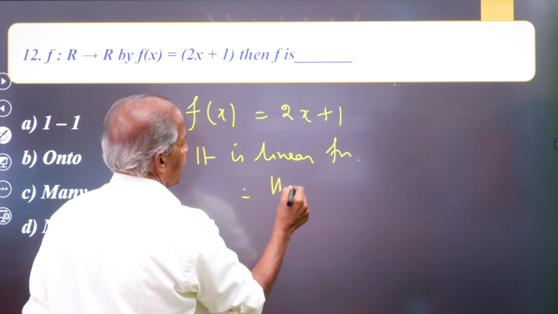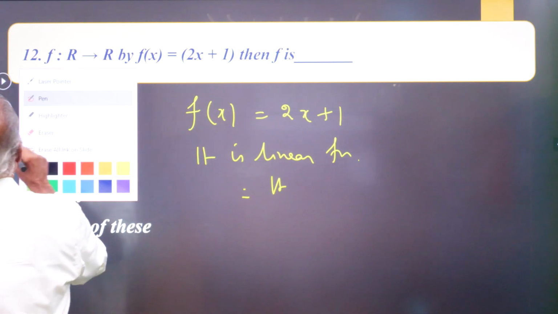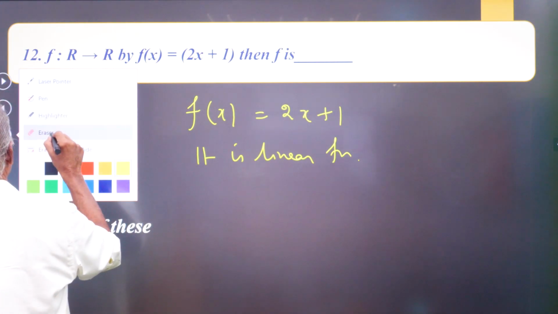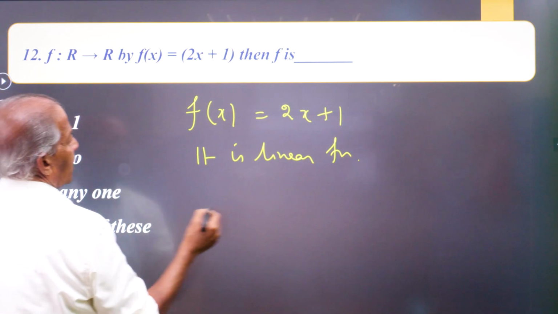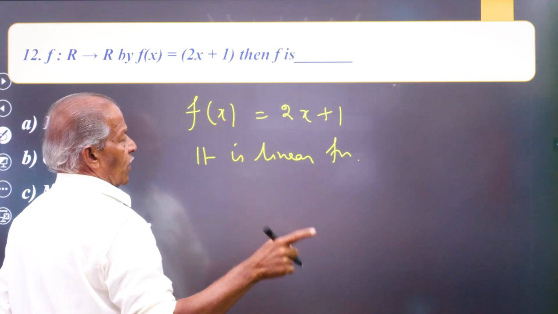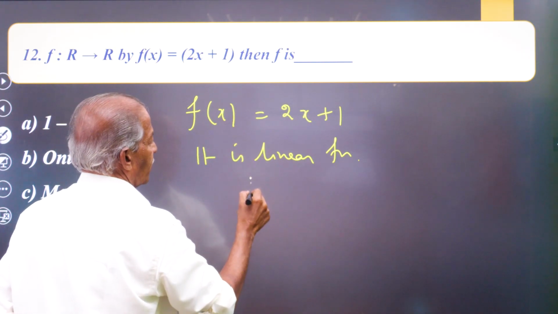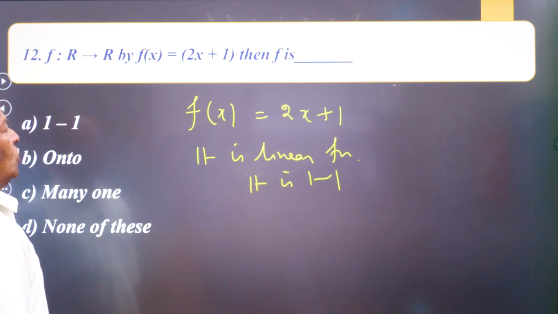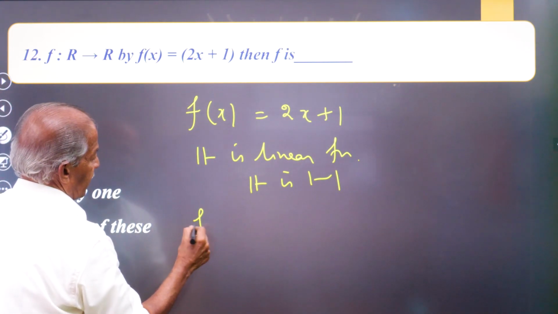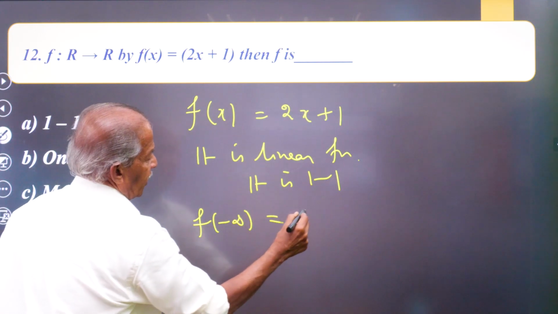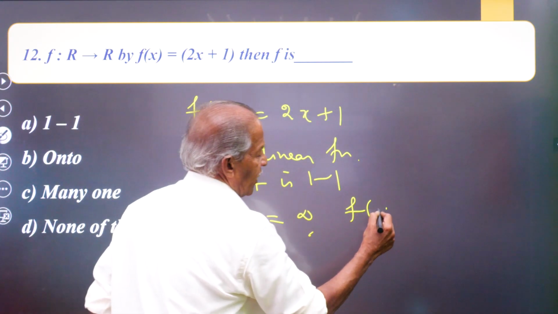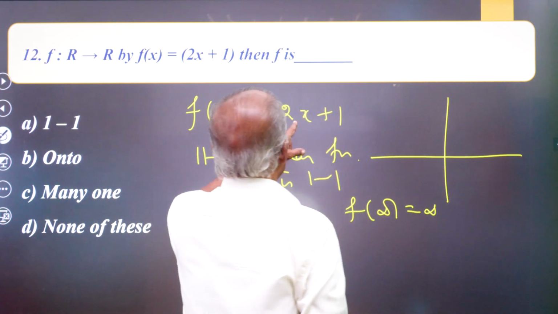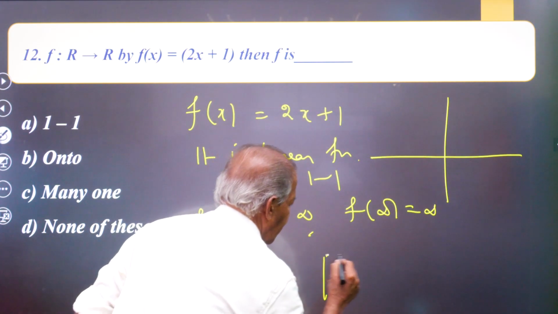Therefore, it is a linear function, a first degree equation. A first degree equation always represents a straight line. It is one-one. What about onto? f of minus infinity equal to minus infinity, and f of plus infinity equal to infinity. Drawing the graph, it is of the form 2x plus 1. Just roughly sketch it.